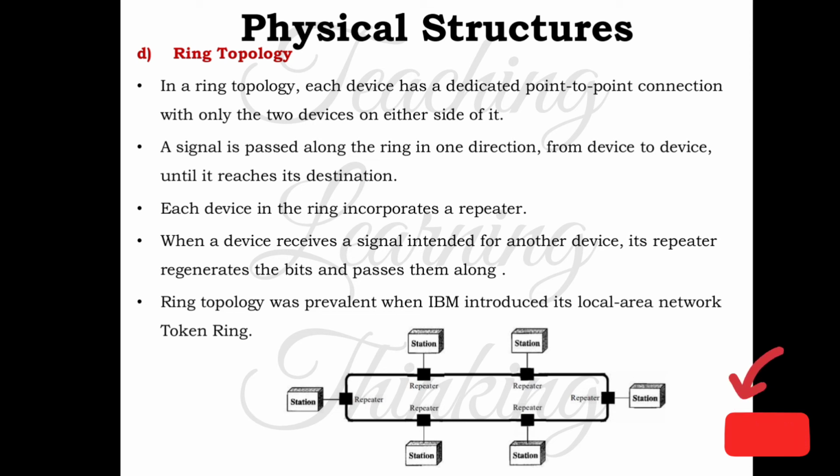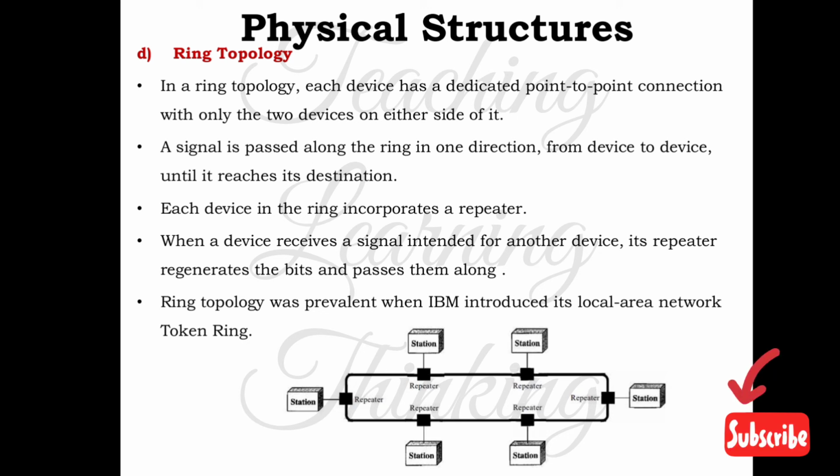Each device in the ring incorporates a repeater. In bus topology we have seen there is a tap and drop line; in ring topology there is a repeater. When a device receives a signal intended for another device, its repeater regenerates the bits and passes them along. So we are using the repeater for regenerating the signal that is passed to another device.